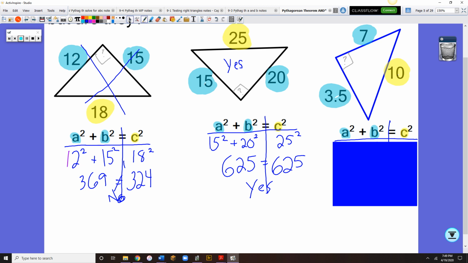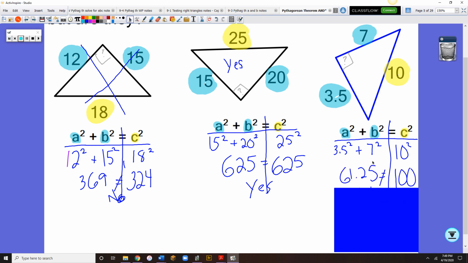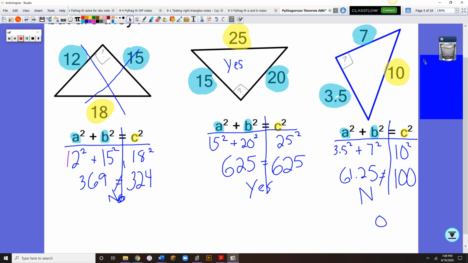And our last example, we've got 7, 3.5, and the 10. Sub them in, 3.5 squared plus 7 squared, and then 10 squared on this side. They do not come out equal. On the left-hand side, I've got 61.25, and on the right-hand side, I have 100. So they are not the same. My O moved. Get back up there. That is a no. This is not a right triangle.